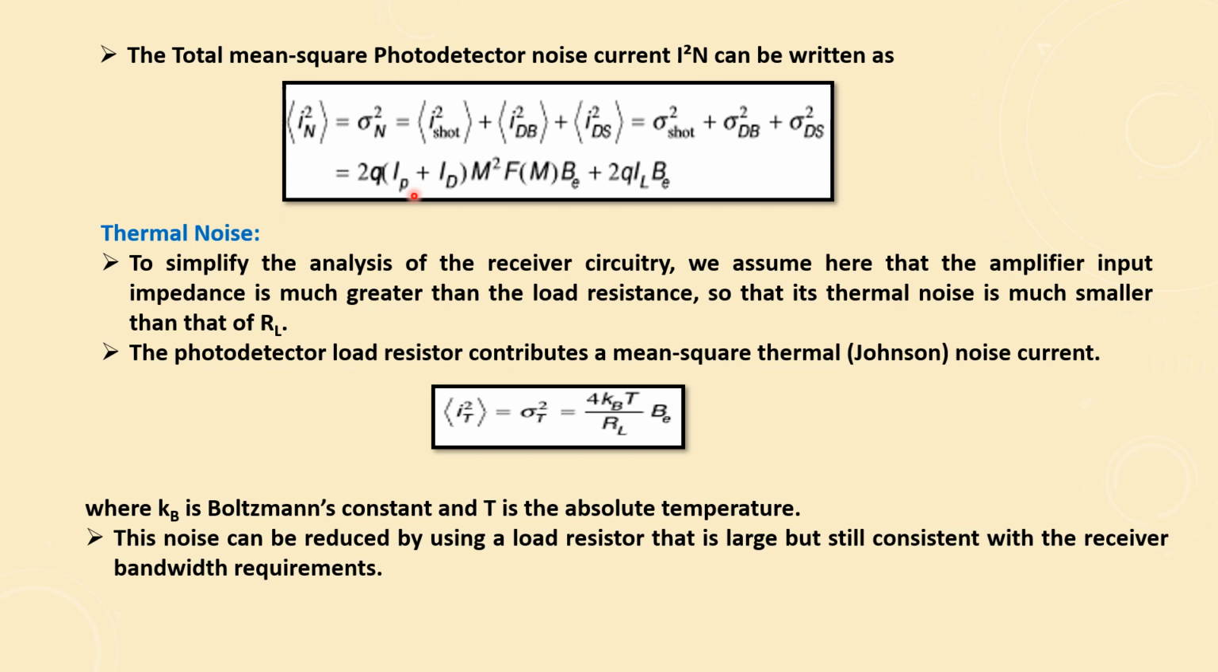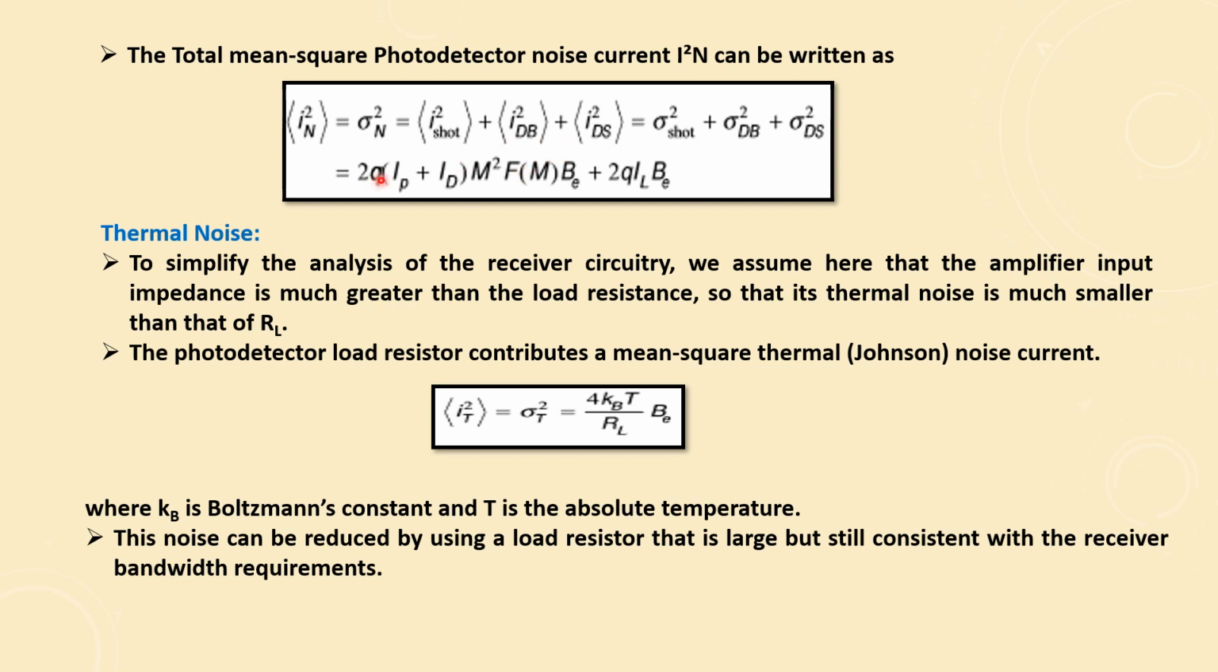And next, we can add all the mean square values of photodetector noises together. First comes the mean square current value due to shot noise. Next is the mean square current value due to the dark bulk current. Next is due to the surface leakage current. All together we can add them in this equation.